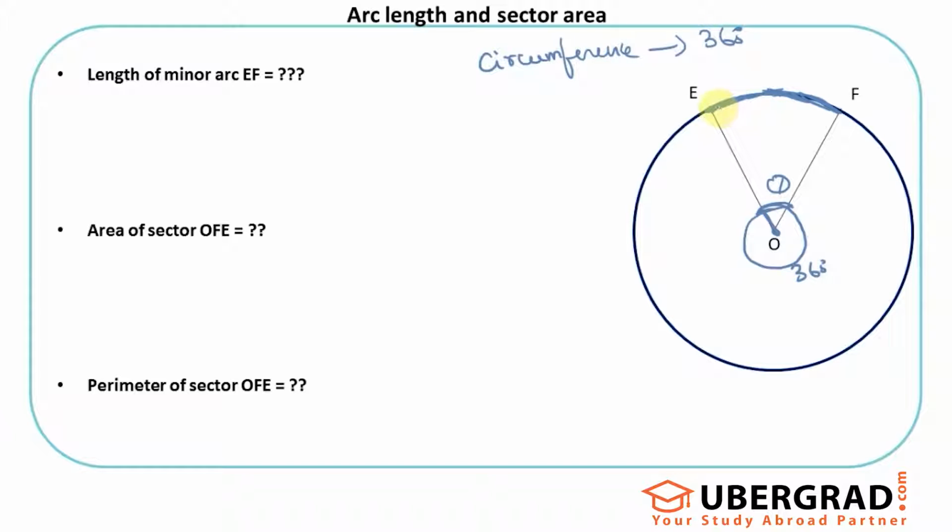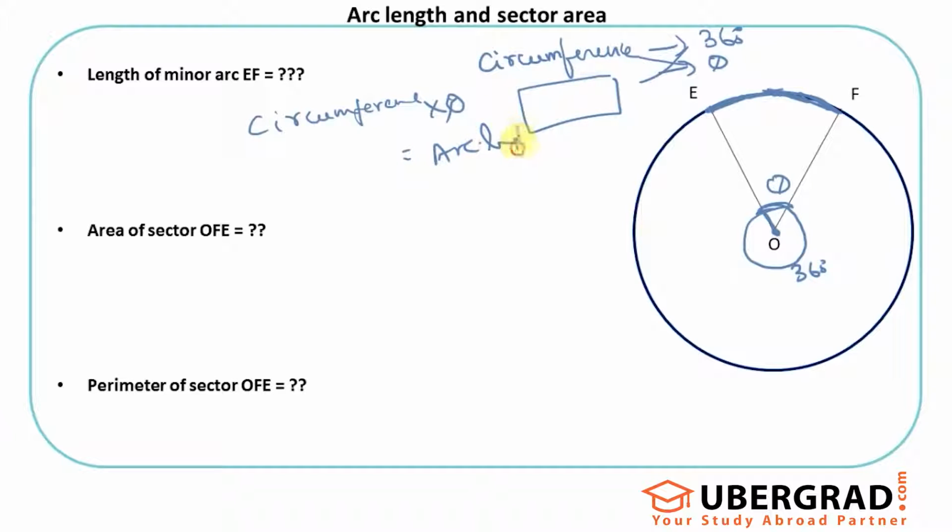And if I am asking you what is the arc length for a theta, this is what I need to find. So obviously, when I have a proportionality like this, I cross multiply: circumference into theta is equal to arc length into 360 degrees, and 360 goes to this side. So the arc length would come out to be theta by 360 into the circumference. What is circumference? It is 2 pi r. So it will be theta by 360 into 2 pi r.